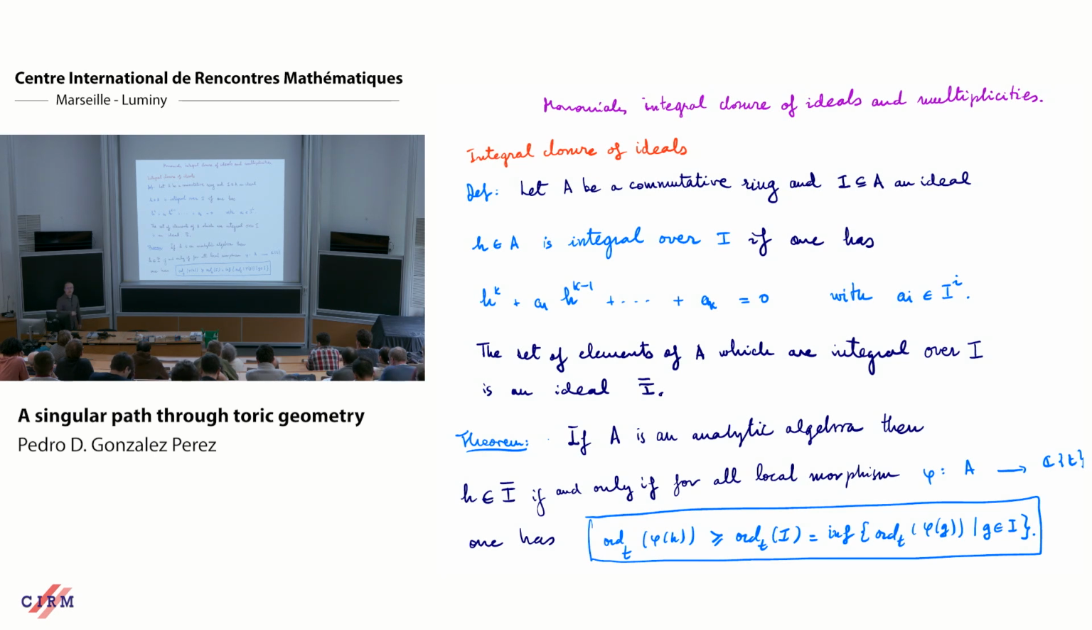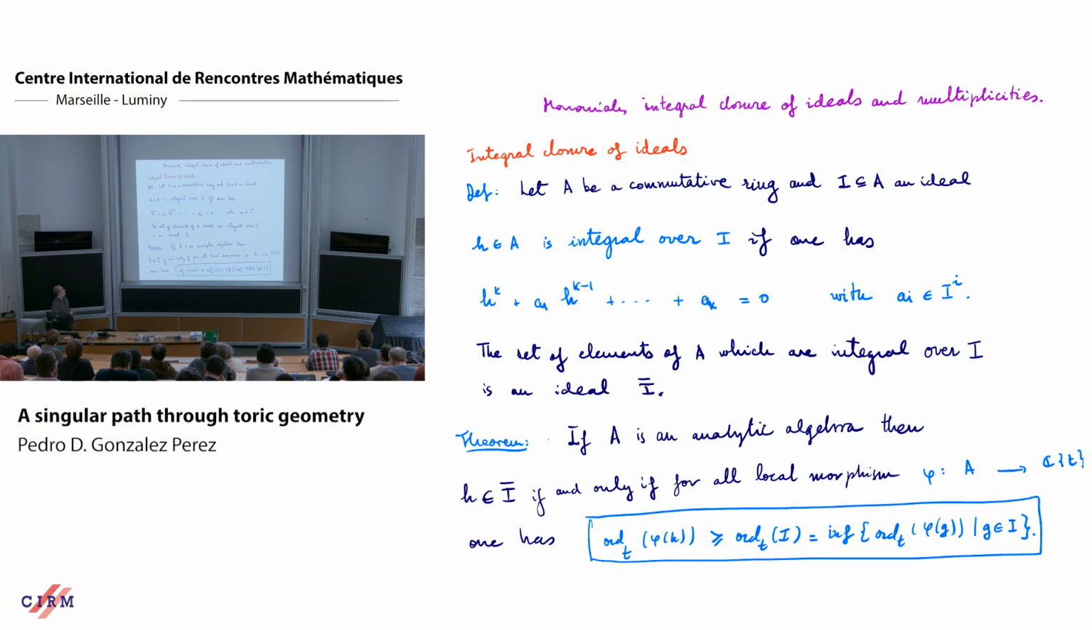Now we will switch from this global case to a more local situation. So first we'll recall the notion of integral closure of ideals. So we take A a commutative ring and I an ideal, and we say that an element h in A is integral over I if h satisfies these relations where the coefficients belong to the powers of the ideal I.